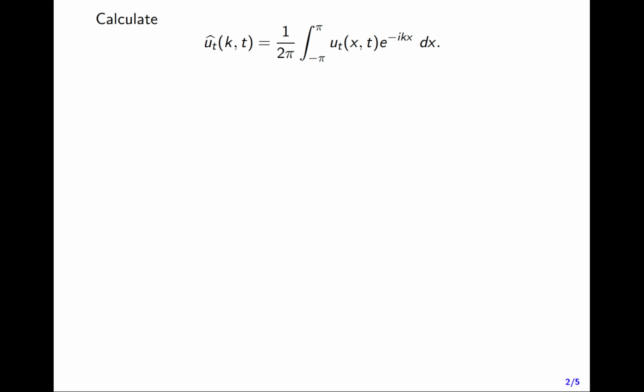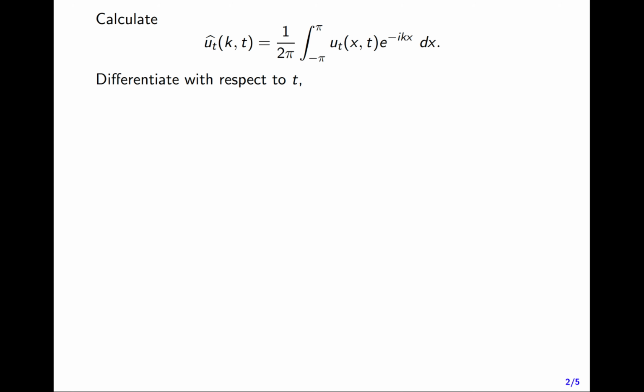Let's just calculate what u_t hat at k, t is. This is 1 over 2 pi, integral from minus pi to pi, u_t(x, t) e^(-ikx) dx. So I've just stuck this u_t function in the integrand where before I had u. Can I do anything to this integral?